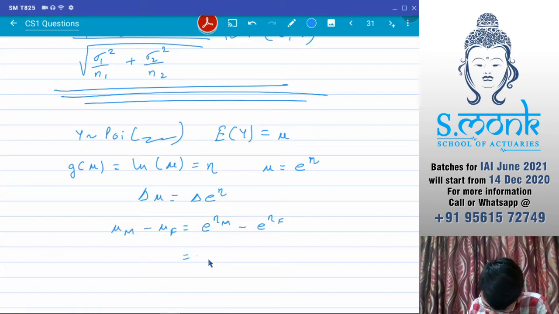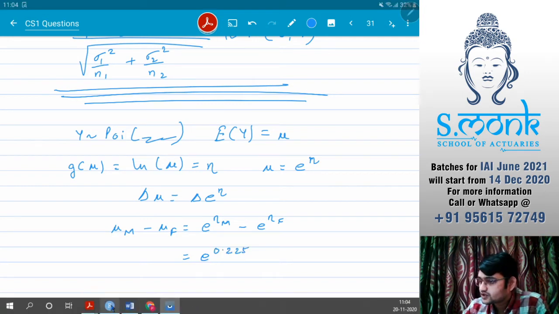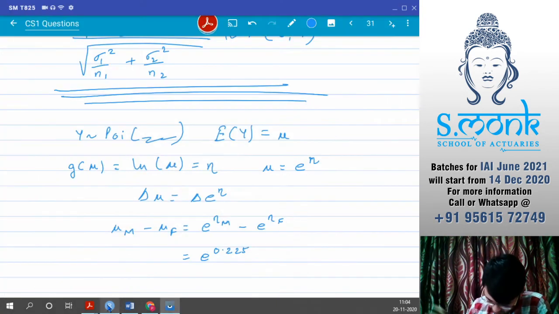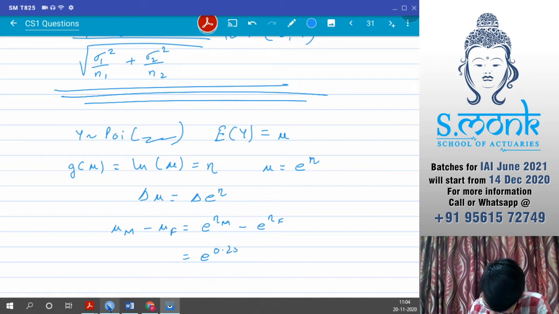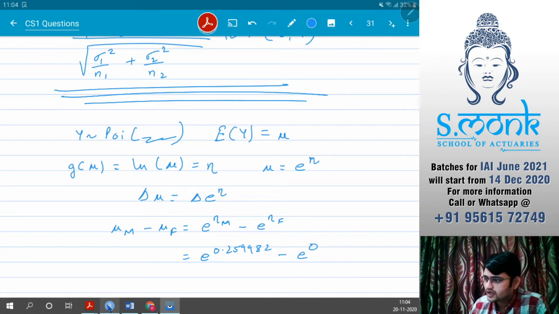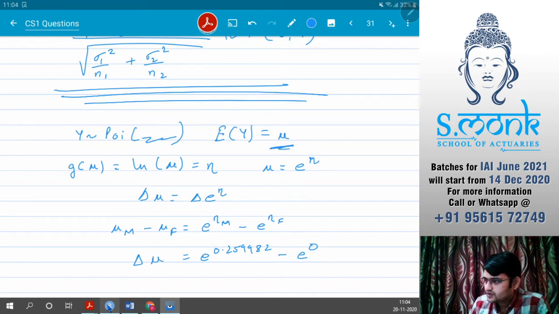So if you want to see how much change in response you get due to that, it will be e raised to 0.259982 minus e raised to 0. That is the factor we are taking into consideration. That would be how much change we will get in our response, that would be mu. E raised to 0 is just 1, so this much minus 1.